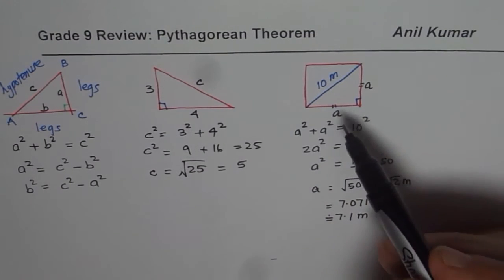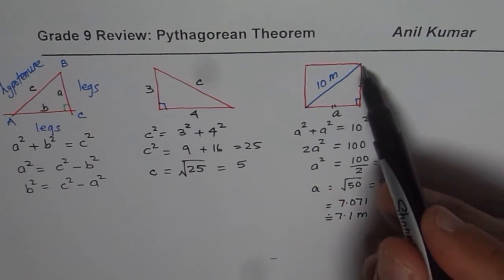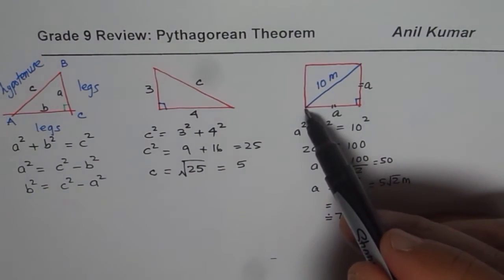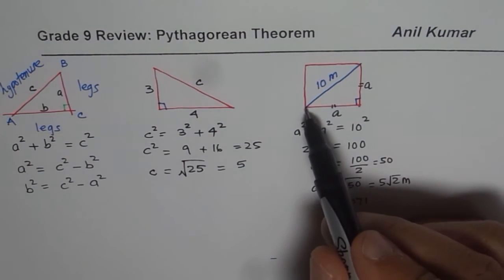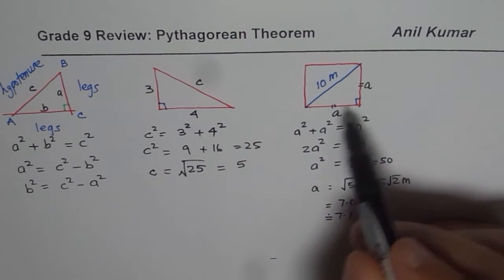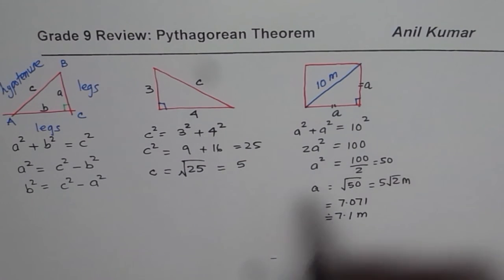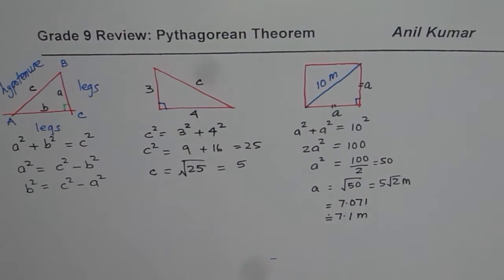Now one of the related questions could be that this is the garden in which if you go diagonally, it will take 10 meters. How much extra distance will you travel if you go along the boundary? So that could be an application question for you.